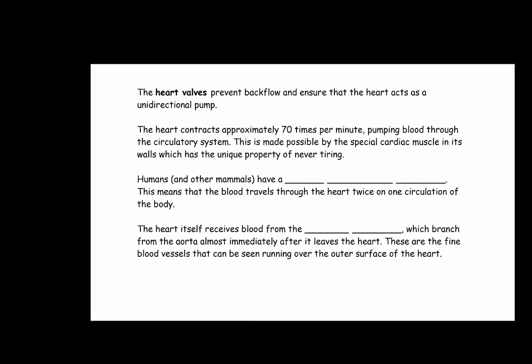Now we're getting close to the end of this little section. So what we've talked about here is the heart valves, which stop the backflow of blood and ensure that the heart acts as a unidirectional pump. Now that basically means that it pumps blood one way. Now, another important point here is that we're saying that the heart pumps 70 beats per minute, and it's made possible because the cardiac muscle, which is in the heart wall, never tires as long as it gets a constant supply of glucose and oxygen.